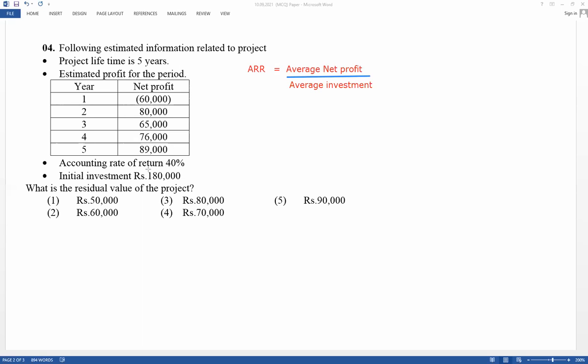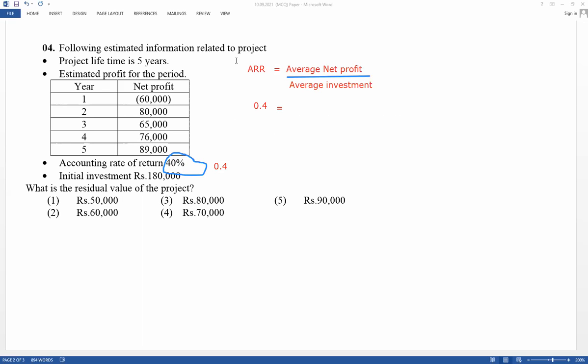Think, it has been given that accounting rate of return equals 40%. 40% equals 0.4 when we consider the point value. Therefore, 0.4 is also the same answer, accounting rate of return. Therefore, take the accounting rate of return. We know it is equal to 0.4 or 40%. Then think, average net profit can be calculated.